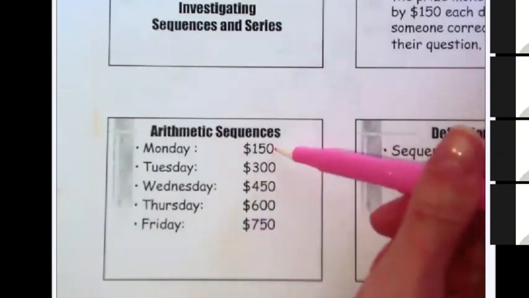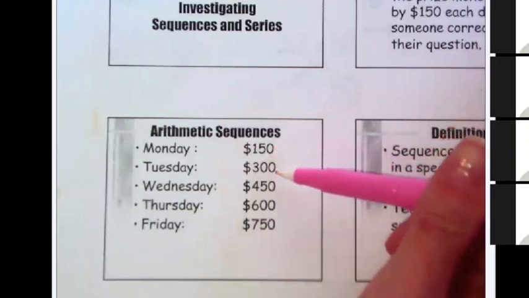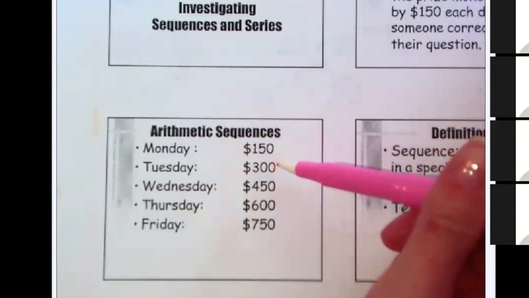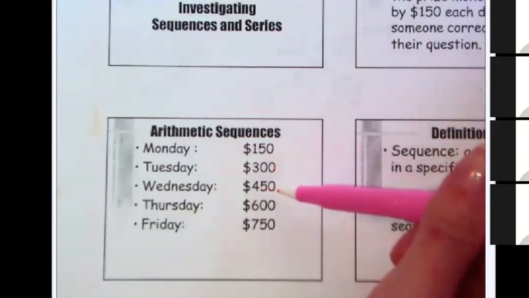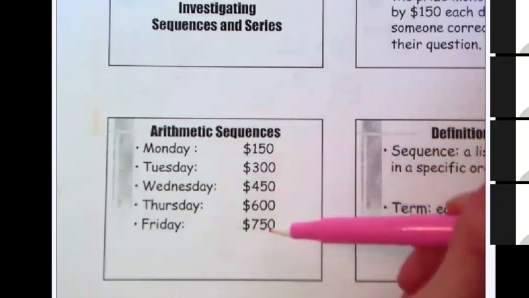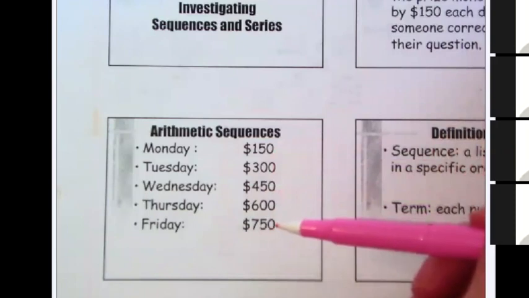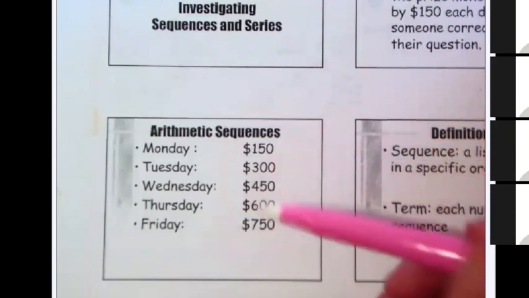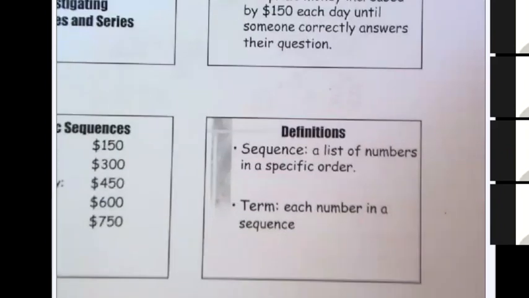So let's say it started today. This would be the prize money. Tomorrow, if somebody didn't get it right today, this would be the prize money. 150 plus 150 is 300. Add another 150, it'd be 450 for Wednesday, another 150, it'd be 600 for Thursday, another 150, it'd be 750 for Friday, and we could go on forever, right? So that is called a sequence. It's a list of numbers in a certain order. Each number in that list is called a term.